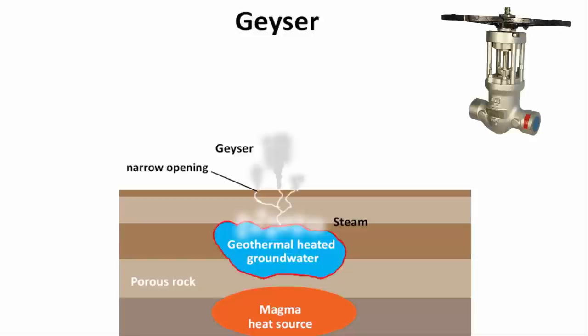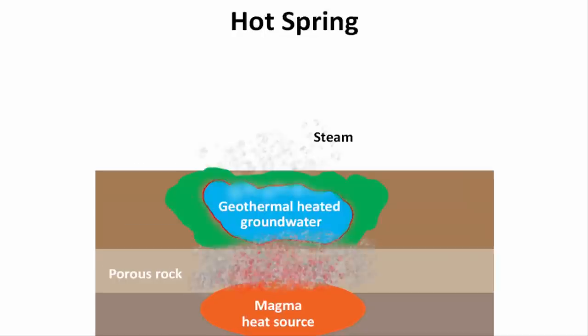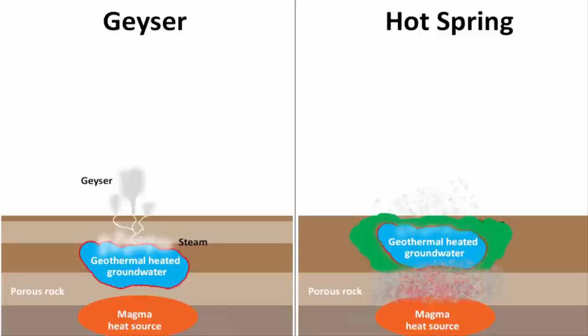If you have some idea about plumbing, you would know that a fountain requires a pump with high pressure and a narrow opening. That is how water can gush out. A similar principle can be observed in a natural geyser. On the other hand, in a hot spring, water circulates to the surface and moves freely. There is no fountain. It only gives off steam and heat. I hope you understood the difference.